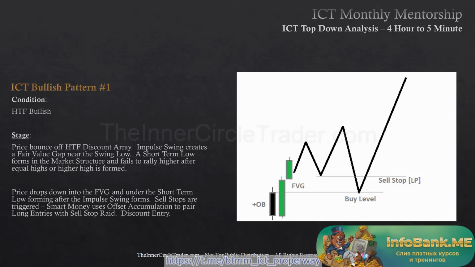Smart money uses offset accumulation to pair long entries with the sell stop raid for a discount entry. Everything is explained here in this picture. You've seen this happen many, many times in the mentorship. I've outlined this, and we saw many times where either I participated and it didn't work out, or I participated and it worked out, or I outlined it, I didn't do a demo trade, and it actually panned out. So you've seen all aspects of it, where it didn't work, where it did work, and when I called it and didn't participate and it worked out in terms of price action.